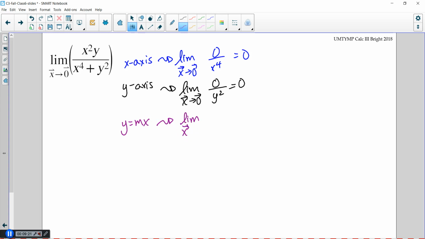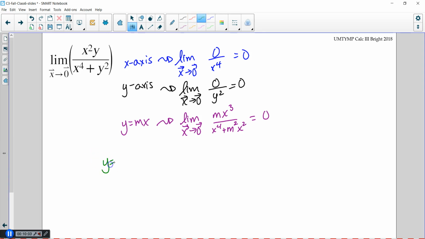Let's get that going here. And what do I get with this? Well, I get m x cubed over x to the 4th plus m squared x squared. I could divide by x squared out of everything, but eventually what you end up getting is 0, right? I'll let you confirm that. So this is fine. So at this point, you're like, oh, great, we've shown the limit is 0. Well, let's look at just one more path.